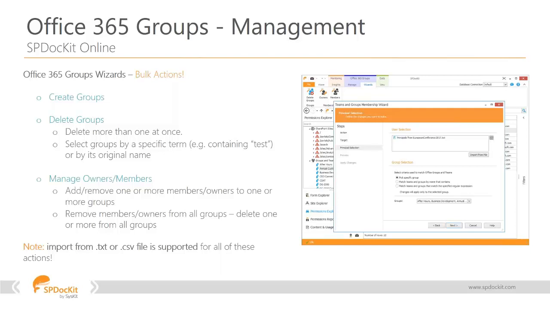Besides deleting groups, you can manage owners or members, so you will use our wizard to add or remove as many members or owners as you wish to one or more groups, which really simplifies this task. And you can also remove members or owners from all Office 365 groups. And what's very important to say is that you can import a list of users from a TXT or CSV file, which is supported for all of these sections.